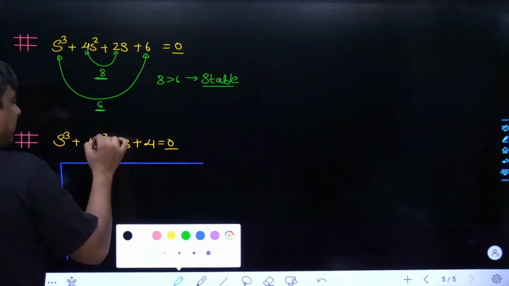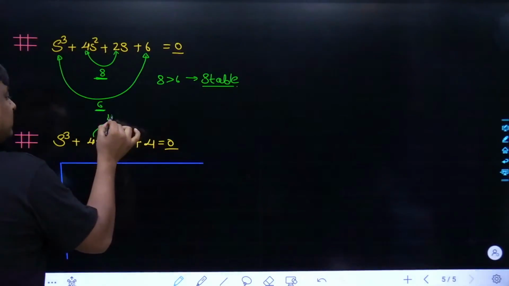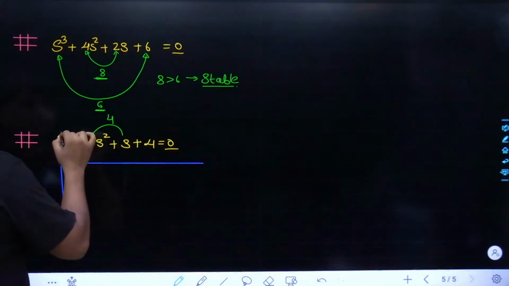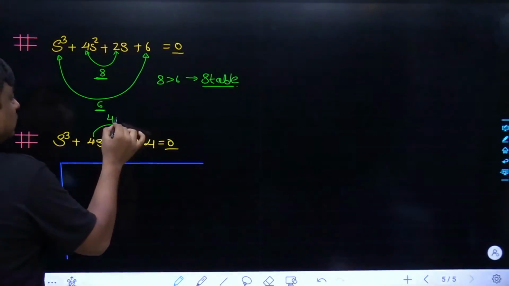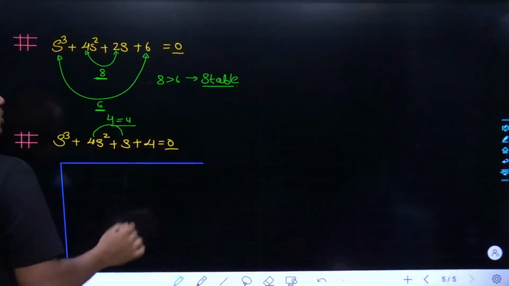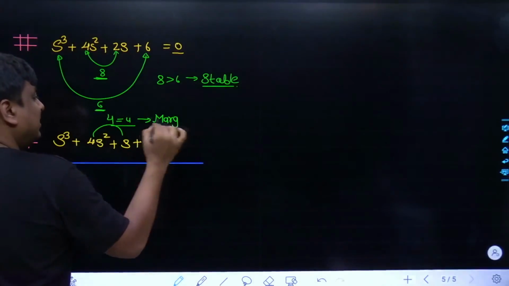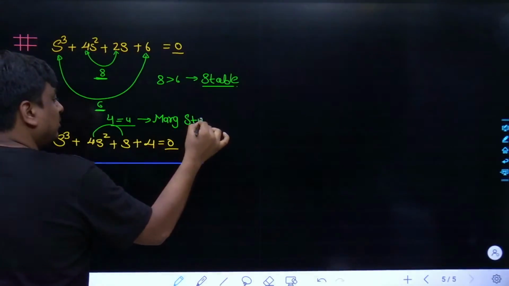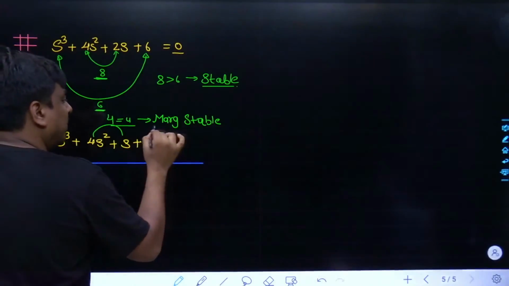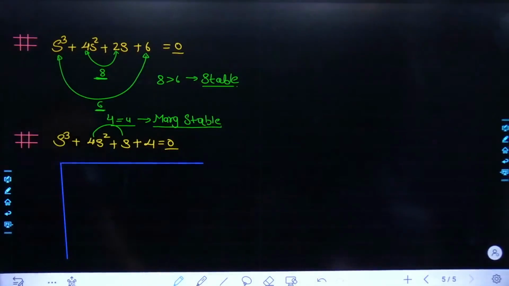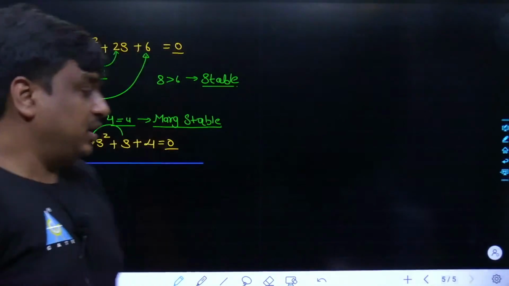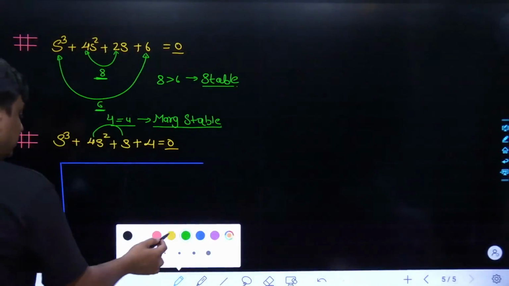Once we do the multiplication, you yourself would be able to understand, sir: the intermediate multiplication is 4 and the extreme multiplication is also 4. 4 equals 4. The system is going to be a marginally stable system, and whenever a marginally stable system occurs, there would be a complex conjugate pole on the j omega axis.